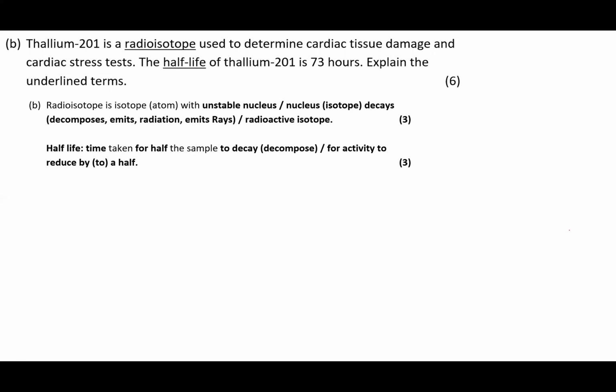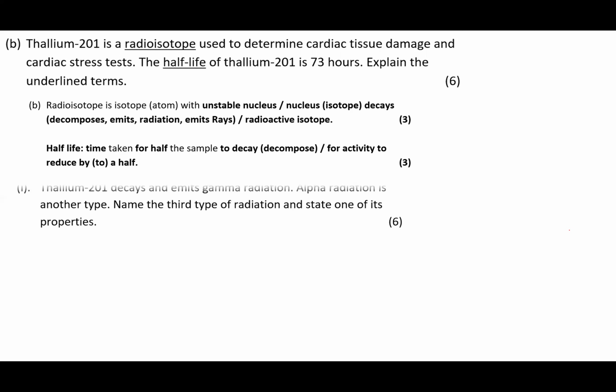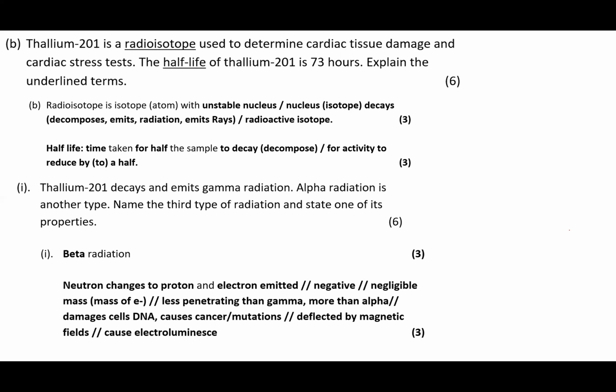Half-life is the time for half the sample to decay, or for the activity to reduce by a half. Again, either of those two options will give you the 3 marks. Thallium-201 decays and emits gamma radiation. Alpha radiation is another type. Name the third type of radiation and state one of its properties. So beta radiation gives you the 3 marks.